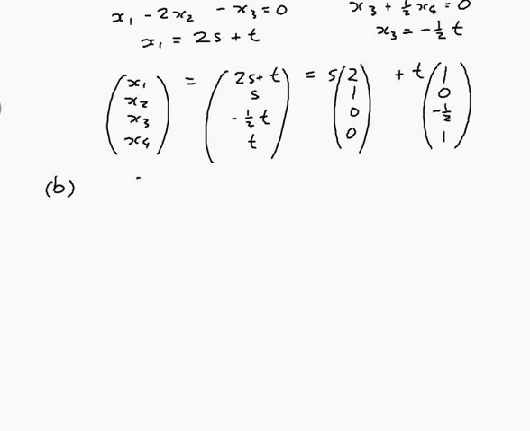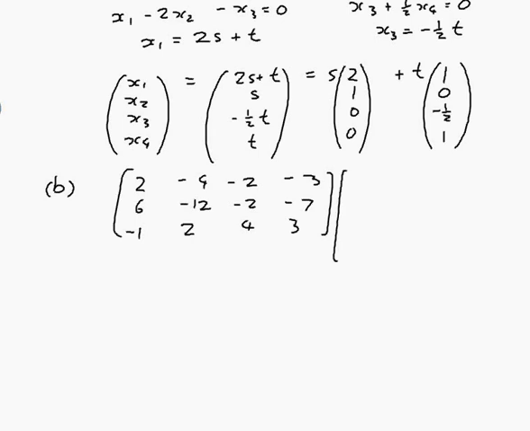So I want the matrix 2, minus 4, minus 2, minus 3; 6, minus 12, minus 2, minus 7; minus 1, 2, 4, 3, times some vector to be equal to minus 1, minus 1, 2. And this vector here that does the trick is my particular solution. It's a length 4 vector because it has to match with this length across here.